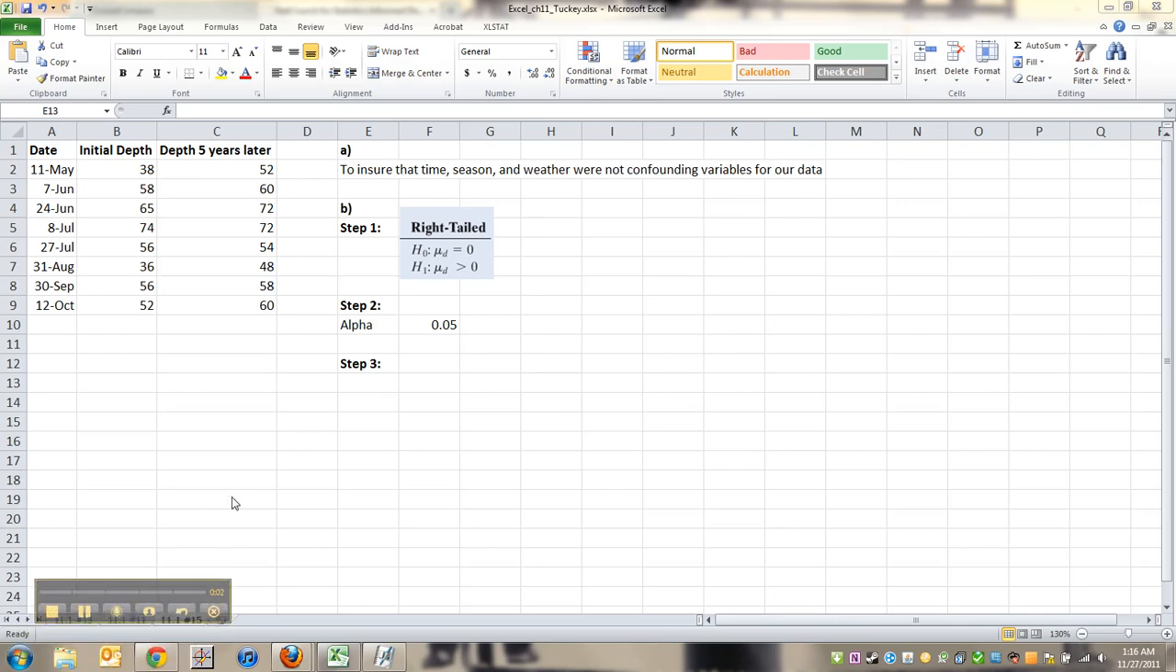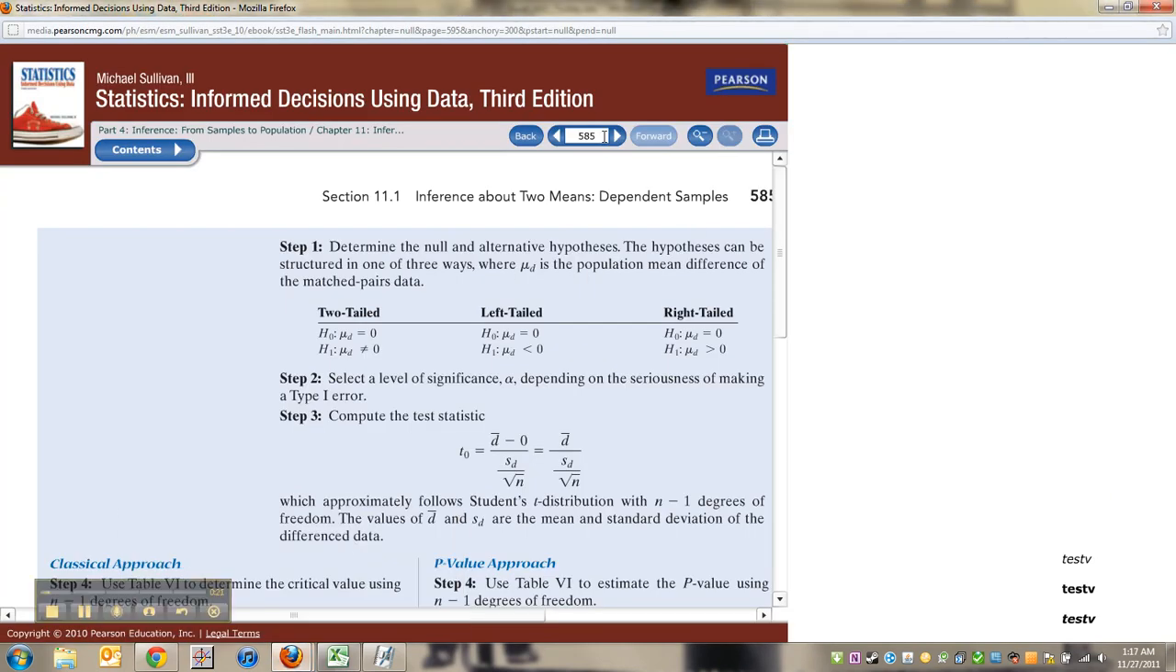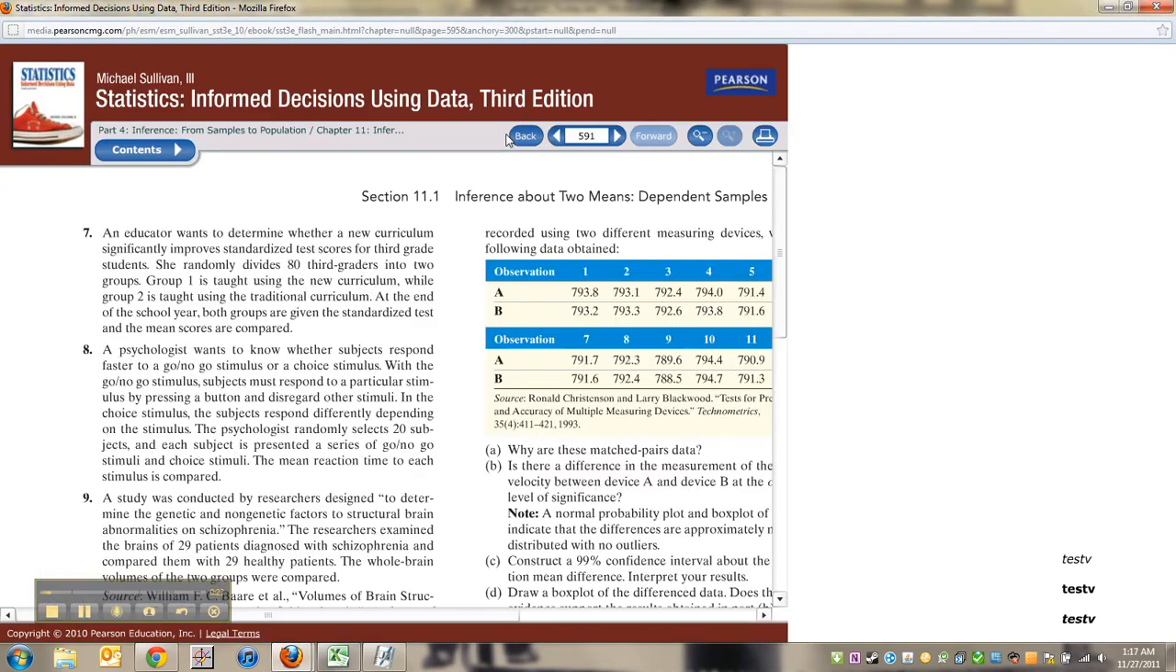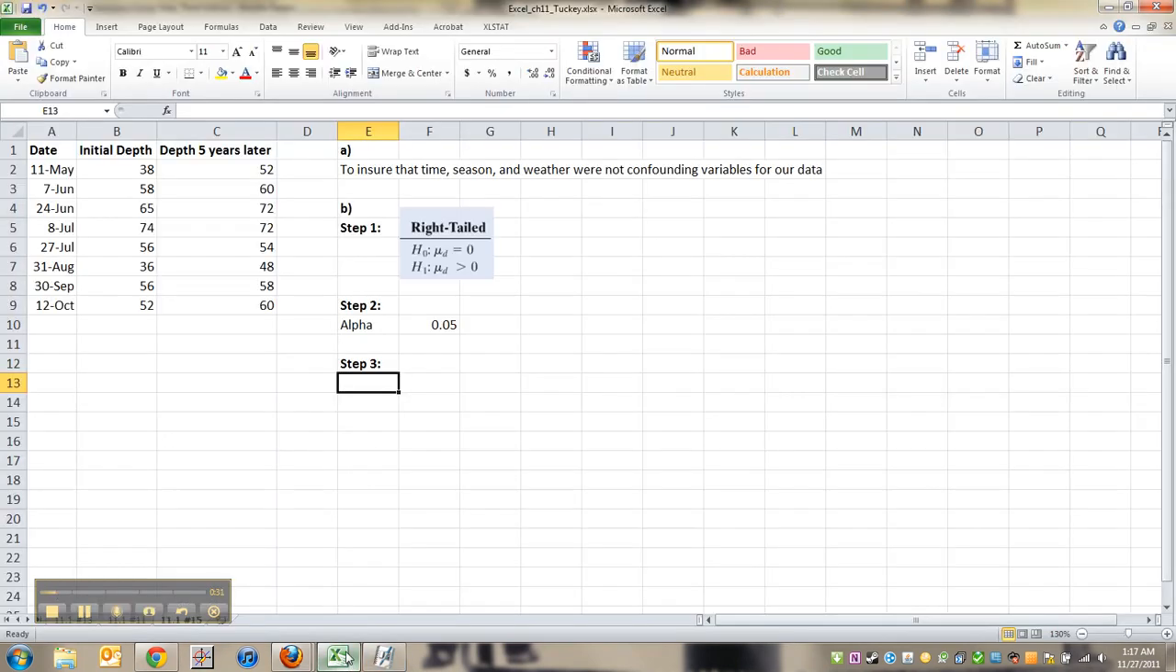All right, so continuing with our right-tailed test, we already saw that it was important that they do the same dates to ensure that season and time and such were not confounding variables. This is a right-tailed test. You can tell because in the problem it says something to the effect of, does the evidence suggest that clarity is improving? Improving, i.e. getting better, i.e. going right. So clarity improving, so this is a right-tailed test. So I've already got that.